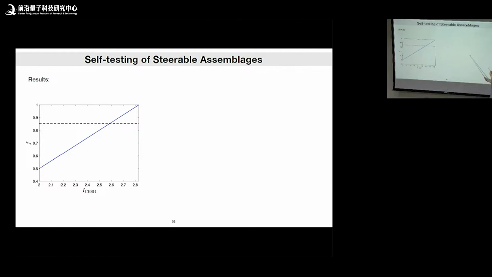And of course, there are other kinds of assemblages which are also interesting, but I am not putting those results on our slide today. If you have any questions, you can also take a look at our work.